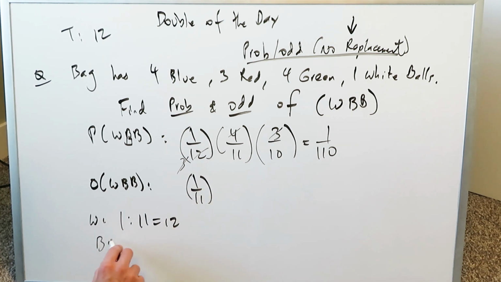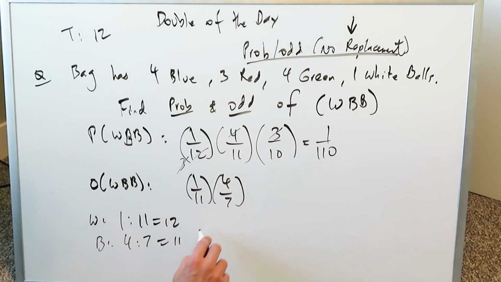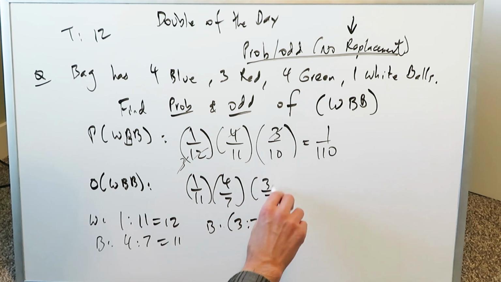Now a blue ball. Well, you got 4 blue balls, but there are going to be 11 remaining balls. So 4 plus 7 should give you that 11. So it'll be 4 to 7. And then another blue ball. Well, now you have 3 blue balls remaining, but now you have a total of 10 balls remaining. So 3 to 7, and that'll give you your 10. And it'll be 3 over 7.